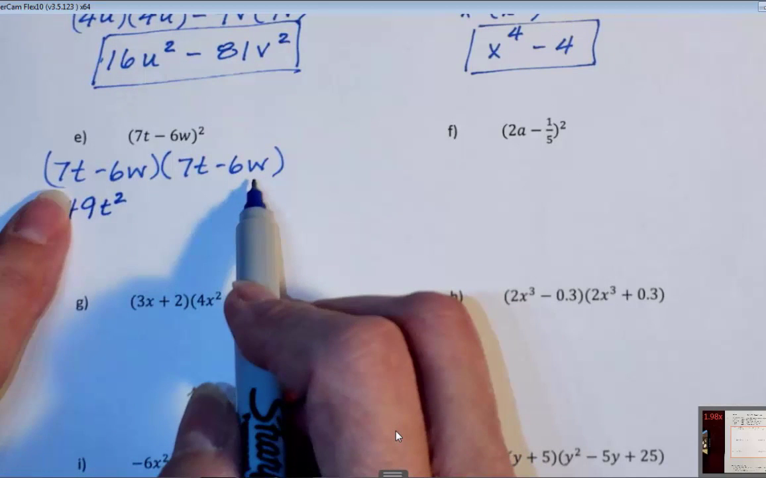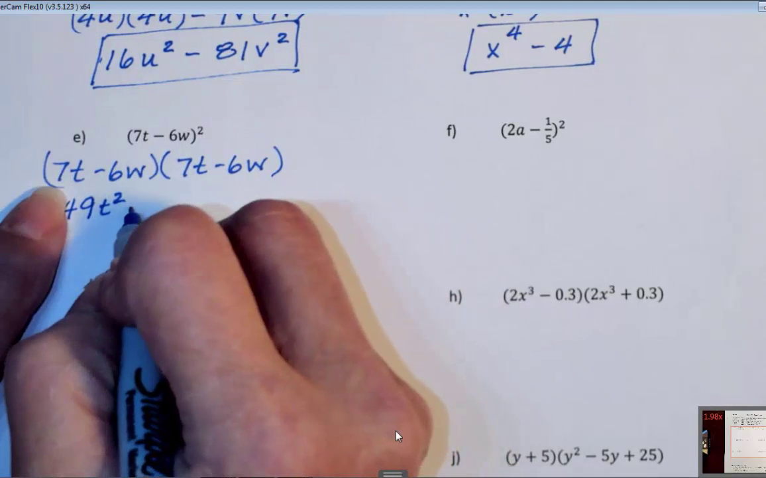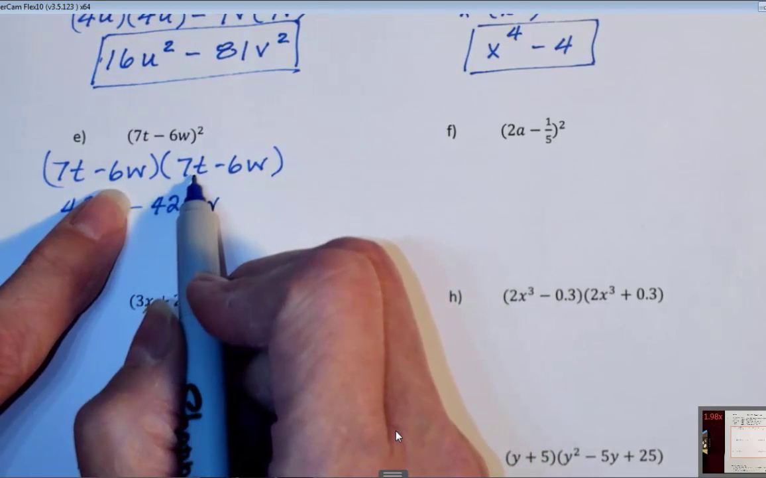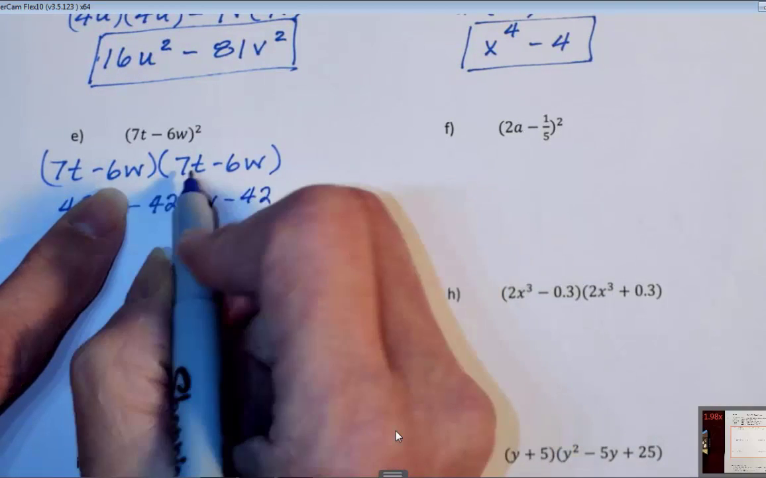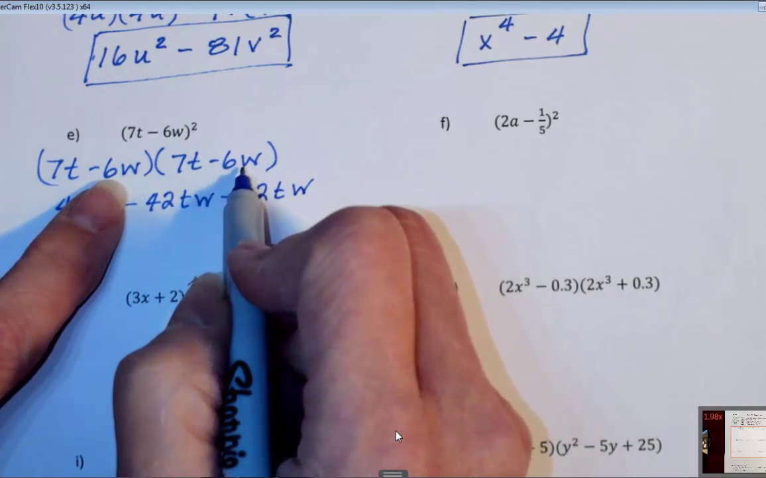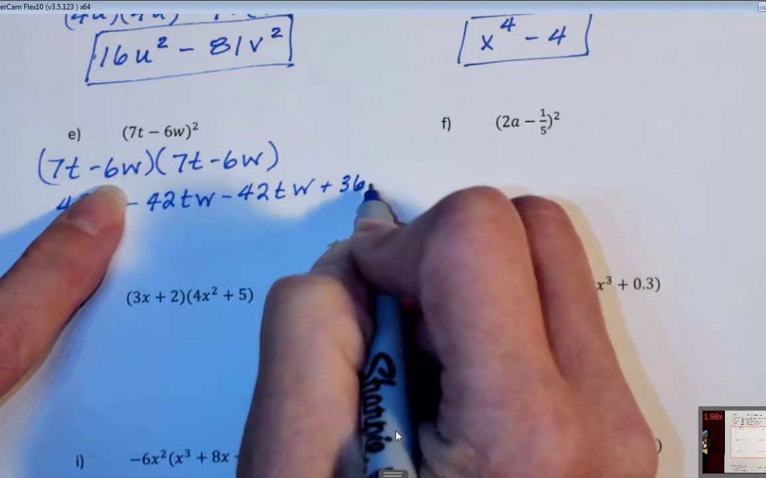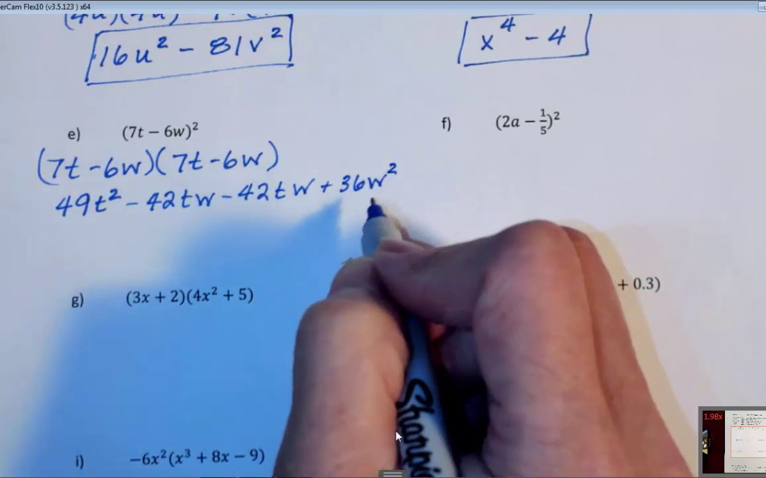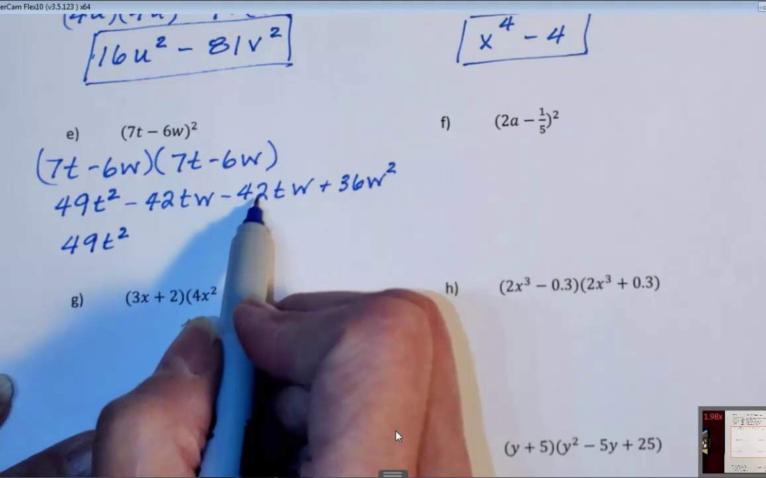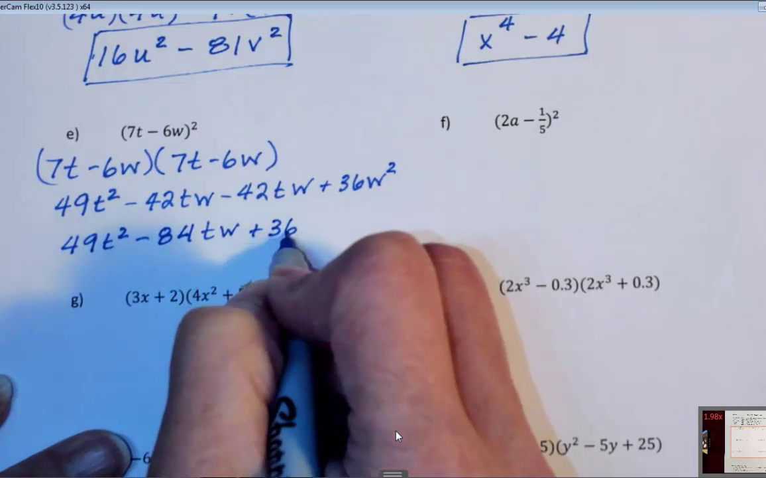Outer terms, 7t times negative 6w. So 7 times negative 6 is negative 42. And then I have a t and a w. Inner terms, negative 6 times 7 gives me a negative 42. And I'm going to make sure I write this in alphabetical order, t times w. Last terms. Negative 6 times negative 6 is a plus 36, and then w times w is w squared. So I end up with 49t squared. Negative 42 gives me a negative 84 tw plus 36 w squared.